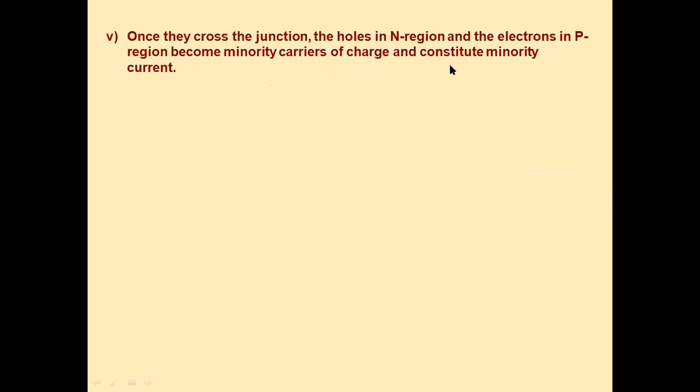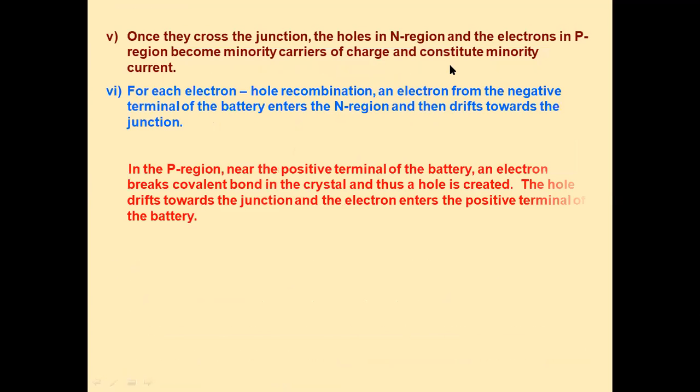Once they cross the junction, the holes in the N region and electrons in the P region become minority carriers of the charge. Then in the P region near the positive terminal of the battery, electrons break covalent bonds in the crystal, and a hole is created. This hole drifts towards the junction and the electron enters the positive terminal of the battery.